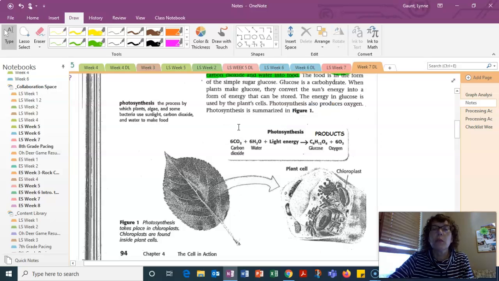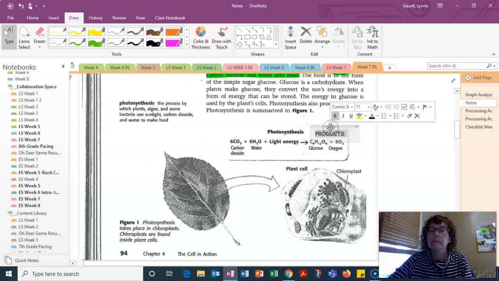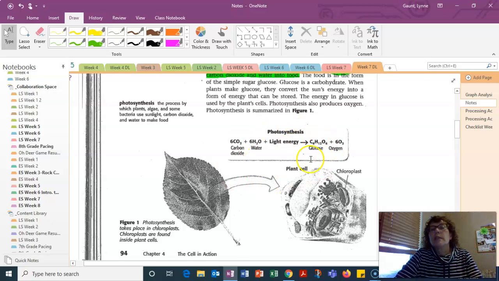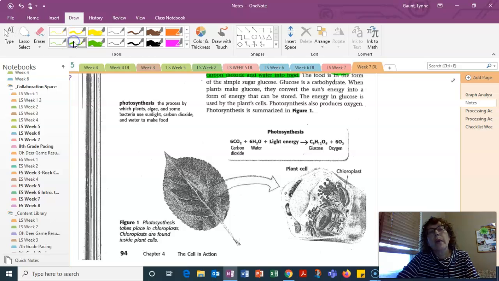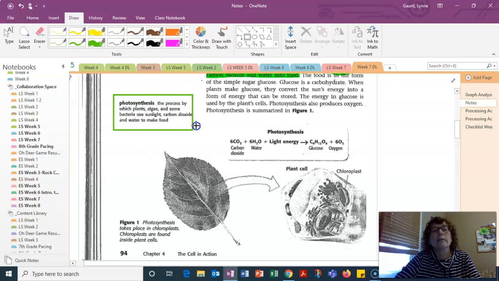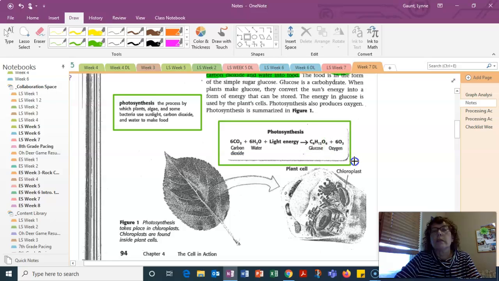Oh, look, I left some stuff here from before. Let me fix that. It can also be described as a chemical equation, which is right here on your page. So I want those two things to be boxed in so that I recognize that they both mean the same thing. All right, so I'm going to come up here and choose the green pen, not the green highlighter. And then I'm going to come over here and choose the box. And I'm going to put a green box around the definition of photosynthesis. I'm going to go get the green box again, and I'm going to put it around the equation for photosynthesis.